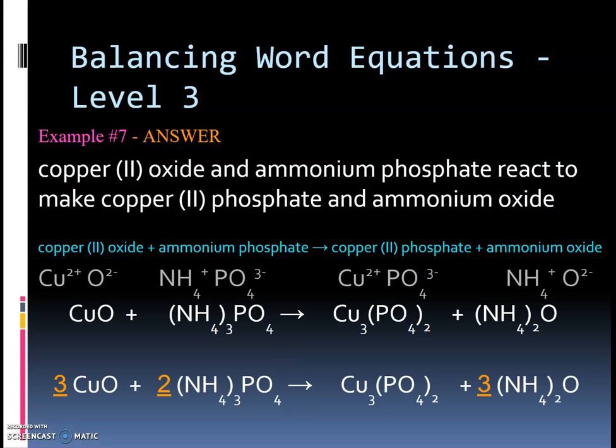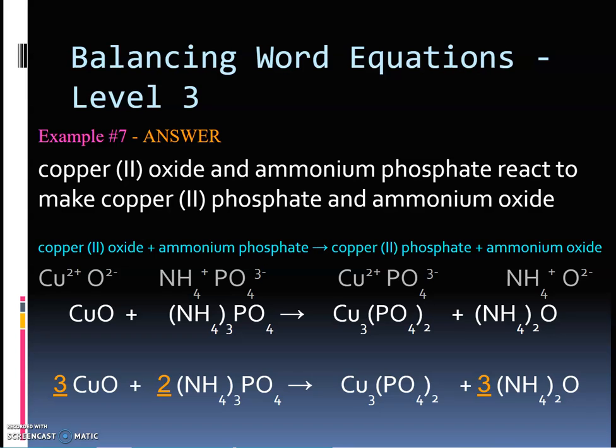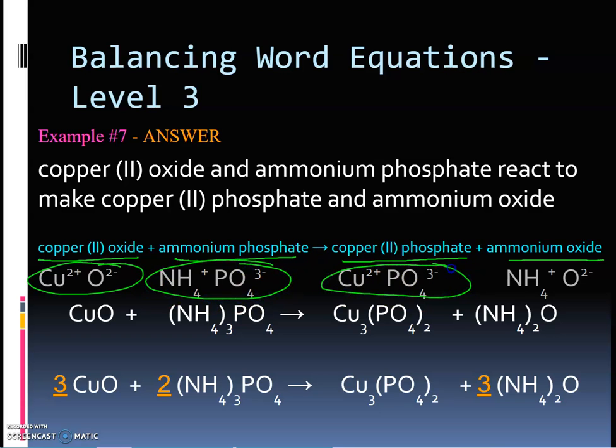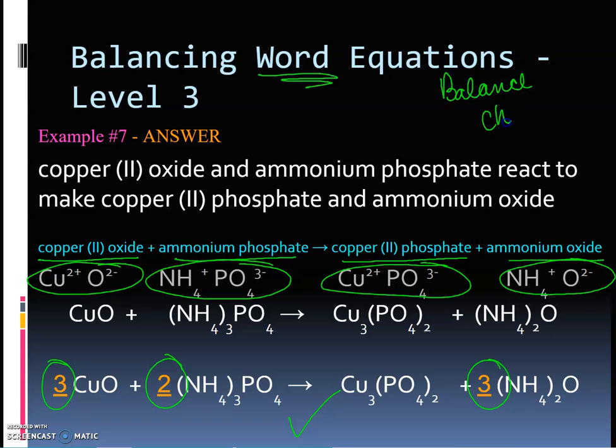So if you can't read my handwriting, here it is all written out for you. Again, copper 2 oxide, ammonium phosphate, make copper 2 phosphate and ammonium oxide. Use the ions, yeah, those aren't going away, to make your skeletal equation and then balance as you need with your 3, your 2, and your 3 here so they check out. Okay, you can never balance just words. You have to turn them into formulas. So we need to balance our chemical formulas.